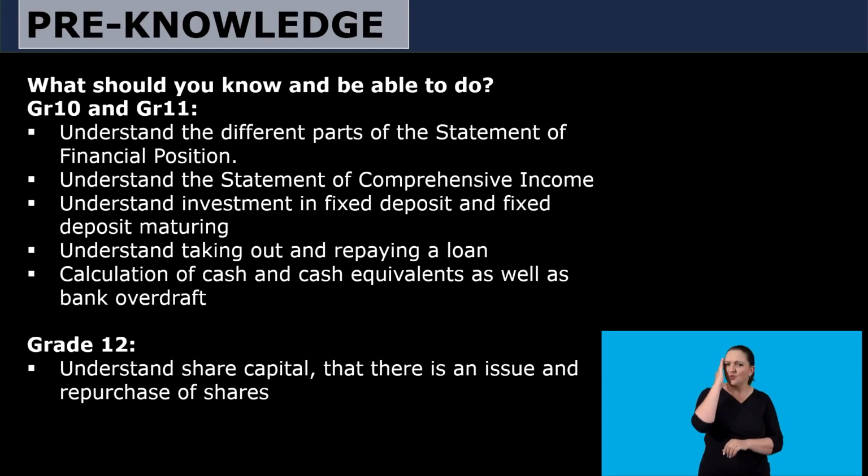Here's the pre-knowledge, what you should know already. In grade 10, we have done the statement of financial position, and you understand the different parts of the statement of financial position. And in grade 11, we also did the statement of financial position. In grade 12, we're going to focus on understanding share capital, and that there is an issue and a repurchase of shares. That is of great importance. We also did the statement of comprehensive income in grade 10 and 11, and in grade 12 we're going to be taking some of the information from there as we prepare our cash flow statement.